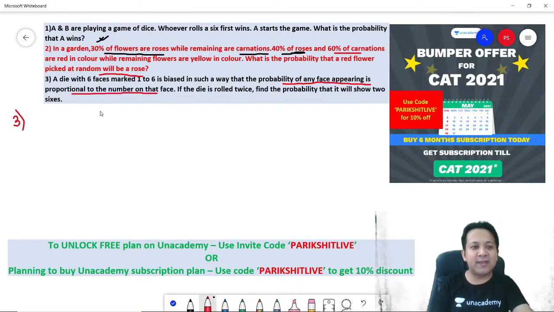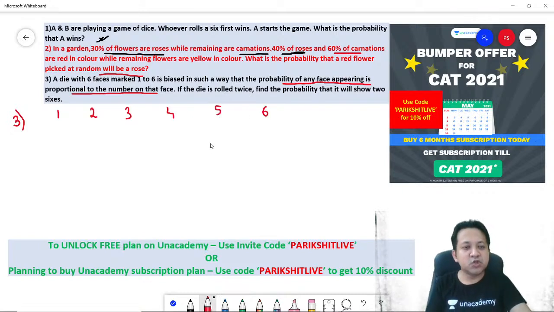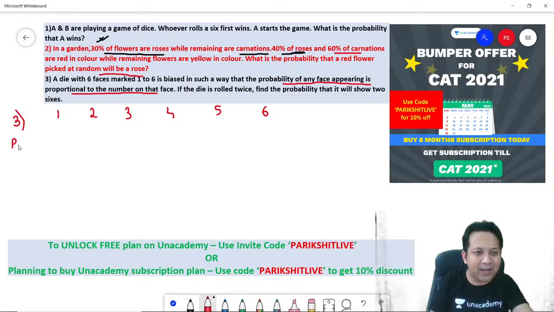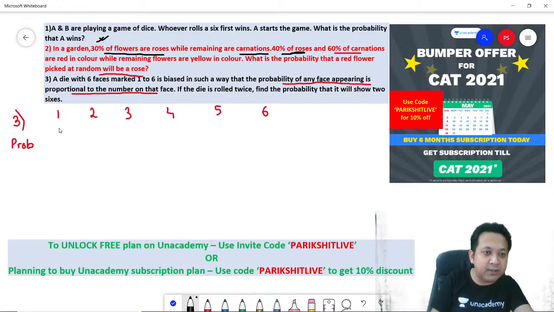So think about it. What are the numbers available on a die? You have the number 1, you have a number 2, you have a number 3, 4, 5, 6. Right? So what is the probability of 1 appearing? They say the probability of 1 appearing is proportional to the number on the face. The number on the face is 1. So the probability of 1 appearing, let's say, is 1x.